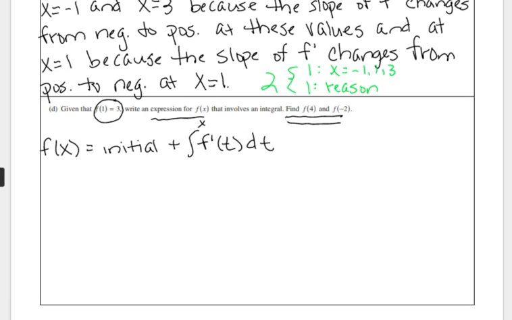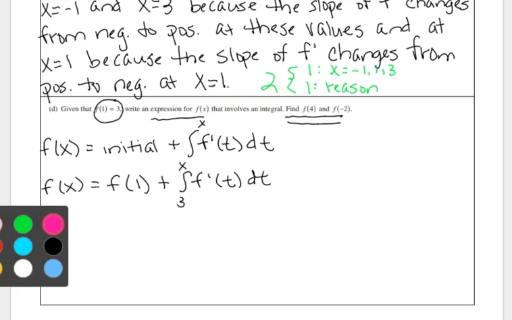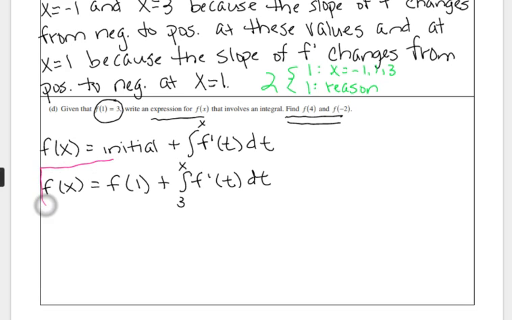So since we're given this initial condition is f of 1 equals 3, then that means our expression for f of x is going to use f of 1 plus the integral from 3 to x of f prime of t dt. So this is actually our first answer here. This one's actually an equation, but it's an expression for f of x, right? So f of x is equal to f of 1 plus the integral from 3 to x.